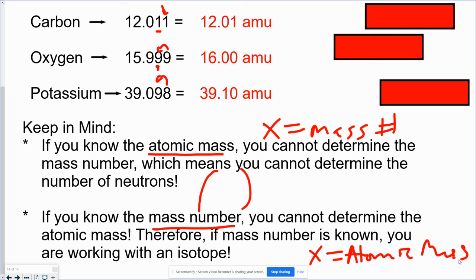And those are just some of the hints that will be useful as you go through the counting atoms worksheets. All right, good luck, and let me know if you have any questions.